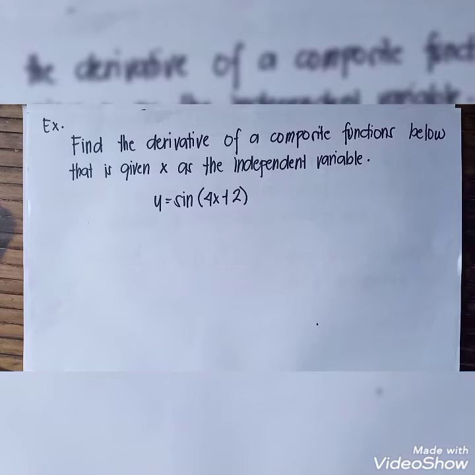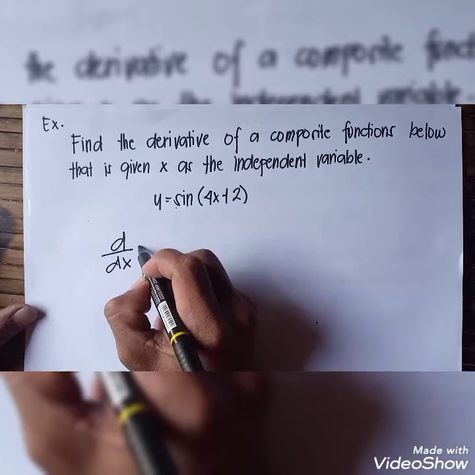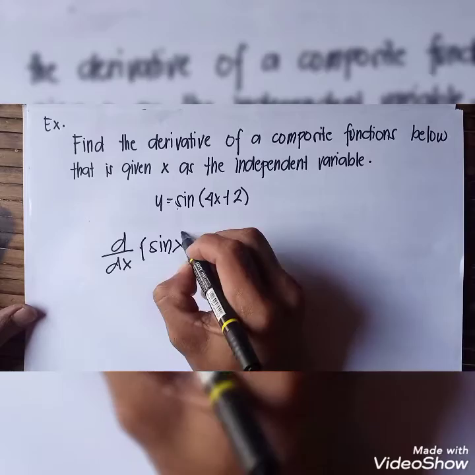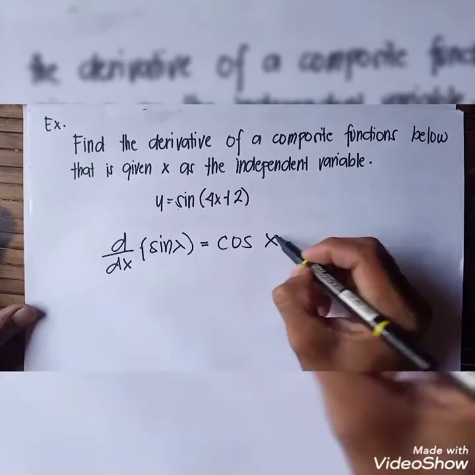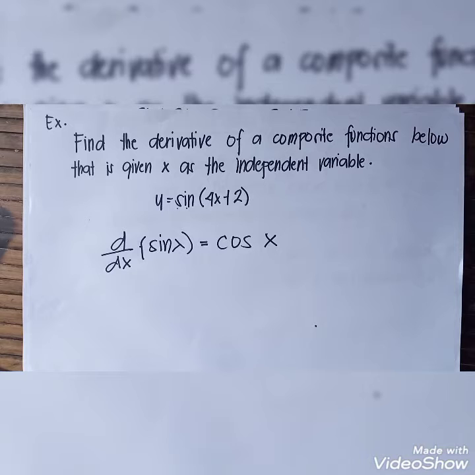So we have here the formula for differentiation for the sine function, the outside function, which is d over dx of sine x is equal to cosine x. We derive the outside function, sine, and the derivative of sine is cosine. So this formula is only valid for a variable of differentiation that has an exponent and coefficient of 1.